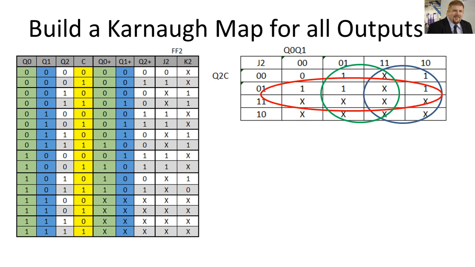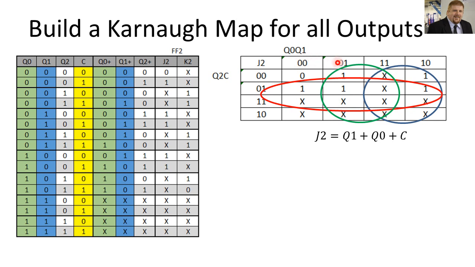So if we look here, then what we get is that, looking at my blue loop, Q2 and C are a 0 or a 1 somewhere in that loop, so they both disappear. Q1 is a 1 in this column and a 0 in this column, so that one disappears, and we're left with Q0. My green loop, Q0 is a 0 in this column and a 1 in this column, so it disappears, and Q2 and C are a 0 and a 1 somewhere in that loop. In fact, everywhere in that loop there is at least one 0 to 1 transition, so those two disappear, and we're left with Q1.